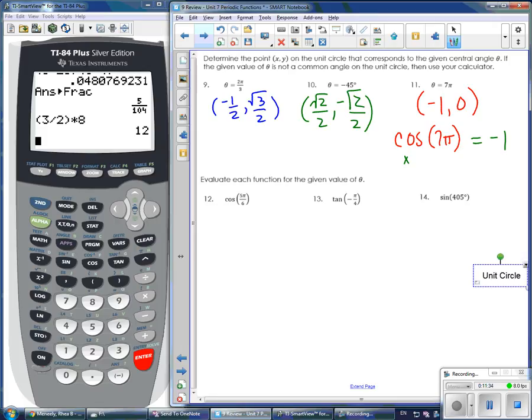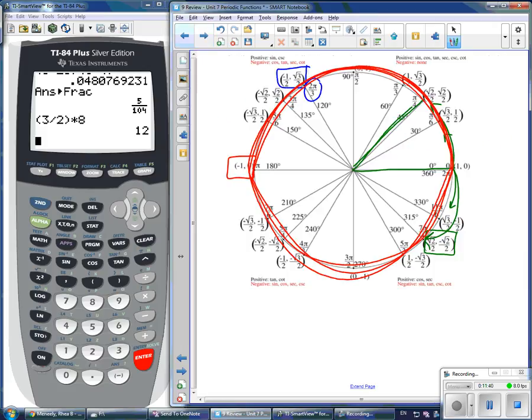So let's take a look at number 12. It says, what is the cosine of 5 pi over 6? So what I need to do is find 5 pi over 6 on my unit circle and pick out the cosine. So 5 pi over 6 is right here. And I want the cosine of the ordered pair associated with that angle. And the cosine, remember, is the x value. So it's going to be negative square root of 3 over 2.